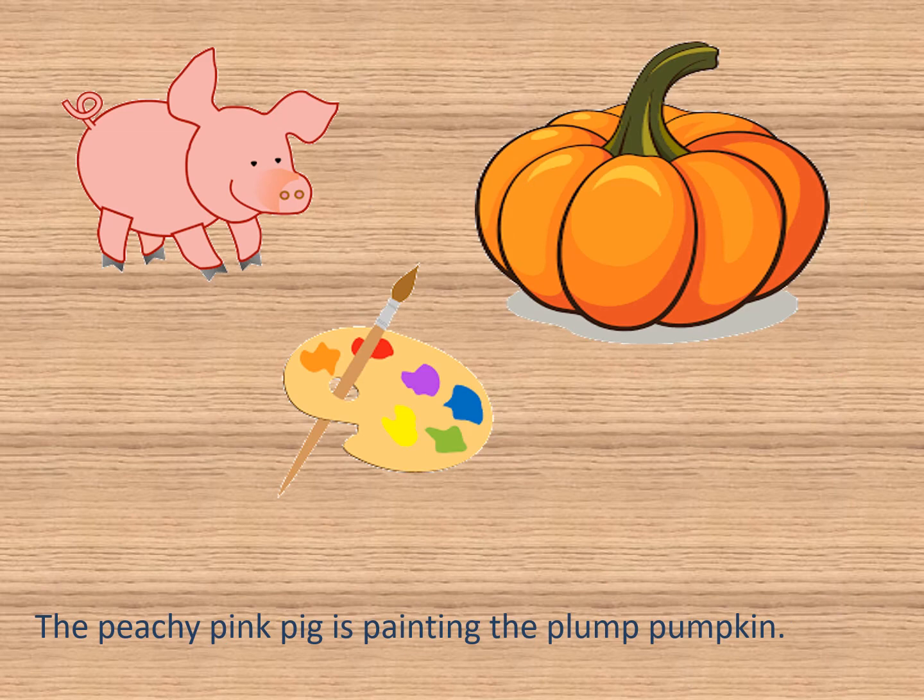And my last picture here for my silly sentences, I've got a picture of a pig painting with some colors and a paintbrush and a pumpkin. The peachy pink pig is painting the plump pumpkin. So those are some ways you can make some silly sentences. And the reason they're silly is because normally you wouldn't see a pig painting, would you? Nah.